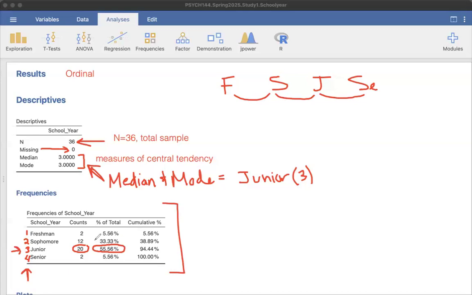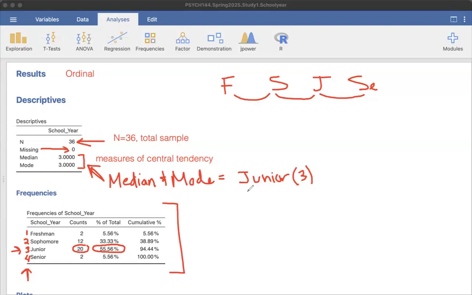The median would be if we were to line everybody up from freshman to senior, the middle person standing in the middle, or in this case, both people standing in the middle, were juniors. So this tells us that junior is really common in this class, which this is a class that's common for juniors to take. And so this is giving us some information about that.